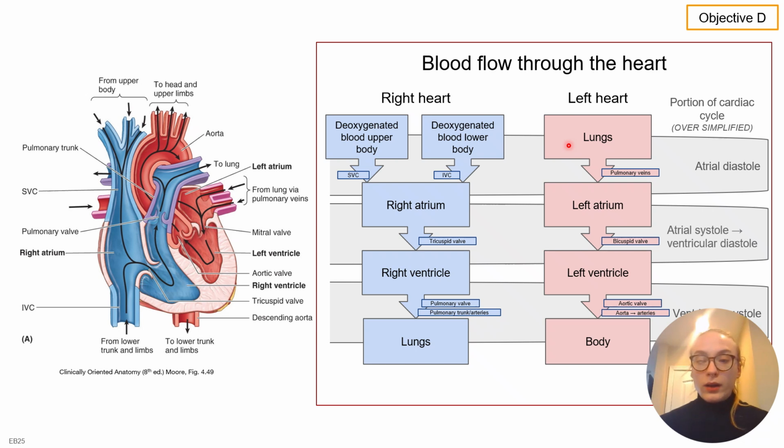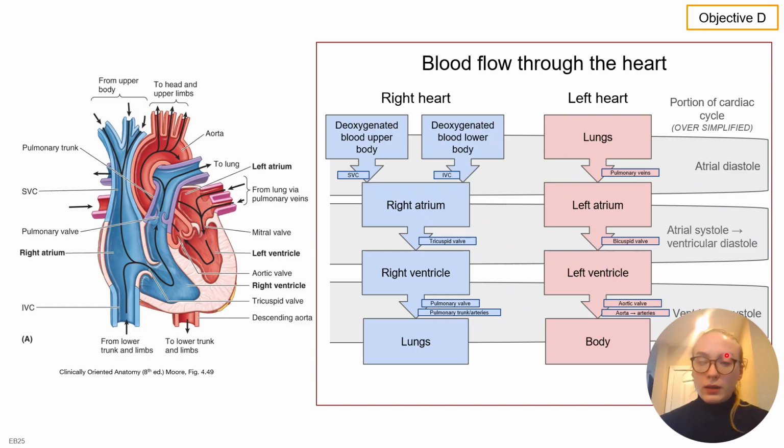On the left side of the heart, the blood's at the lungs, and we have to get it back into the heart and into the body. From the lungs, the pulmonary veins transport the blood to the left atrium. From there, it will go through the bicuspid valve into the left ventricle. It will then enter the arch of the aorta to enter into the body.